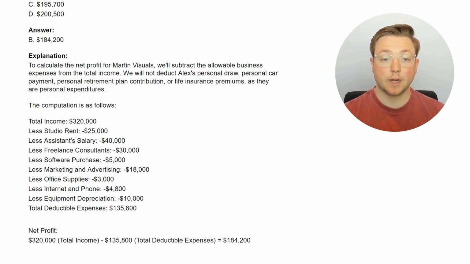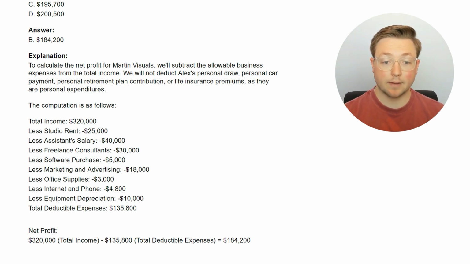All right, the answer is $184,200. To calculate the net profit for Martin Visuals, we'll subtract the allowable business expenses from the total income. We will not deduct Alex's personal draw, personal car payment, personal retirement plan contribution, or life insurance premiums as they are personal expenditures. One note I want to make there: personal draws from a sole proprietorship, that's basically Alex just giving himself a salary, and that is not a business deduction for a sole proprietor. That cannot be deducted for him on his Schedule C. So that is not counted as an expense.